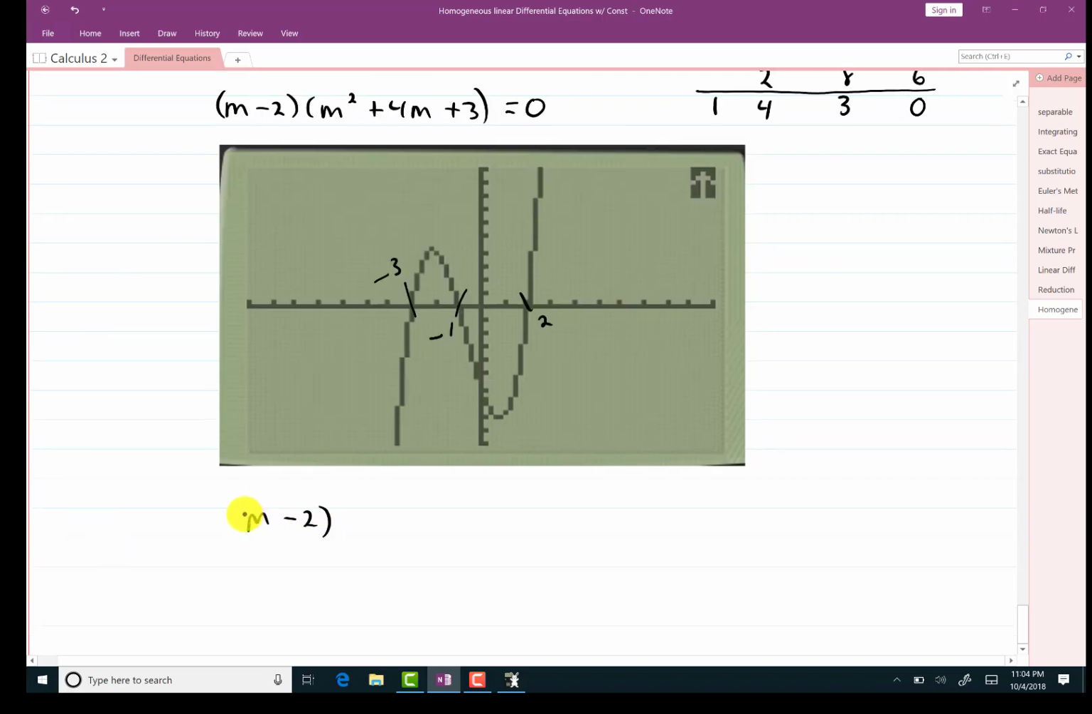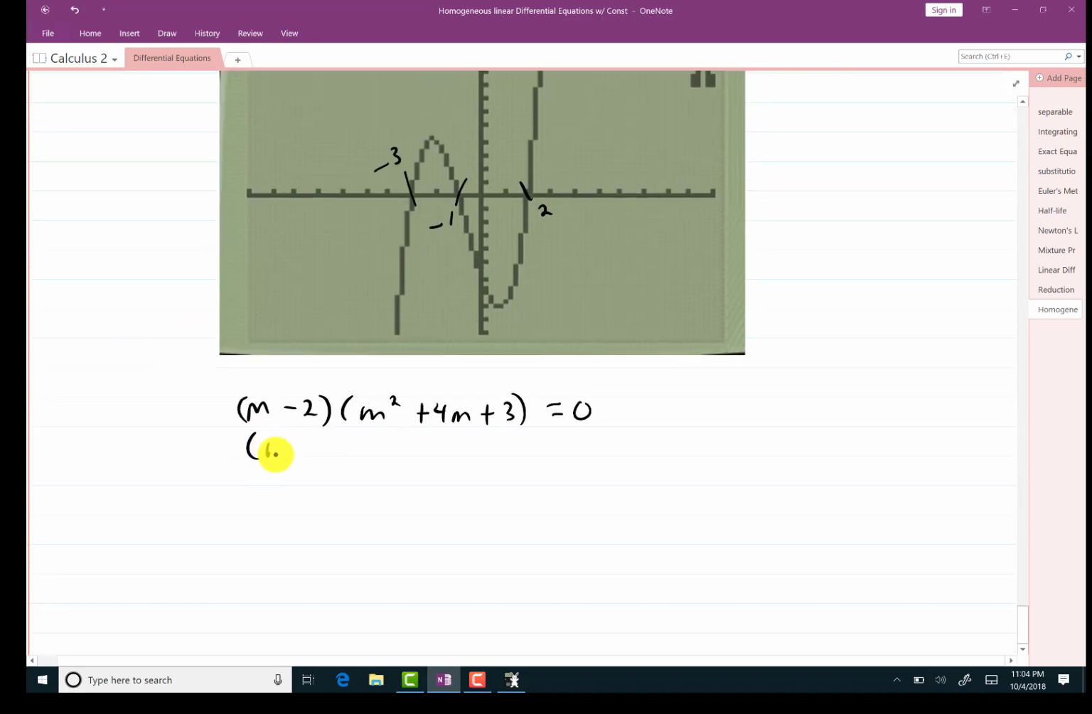m minus 2 times m squared plus 4m plus 3 equals 0. m minus 2 times m plus 1 times m plus 3 equals 0. So actually we find out now that it did actually cross through -1 and -3. So my general solution then is y equals c1 e to the 2x plus c2 e to the -x plus c3 e to the -3x.